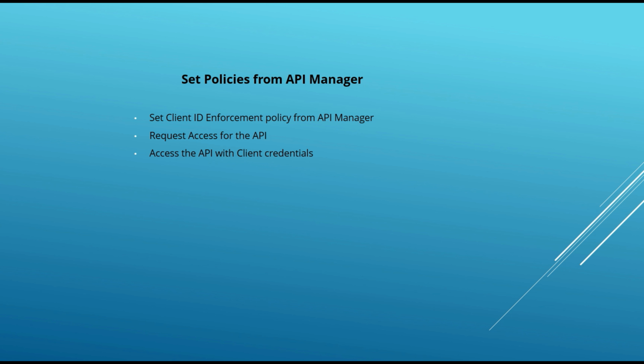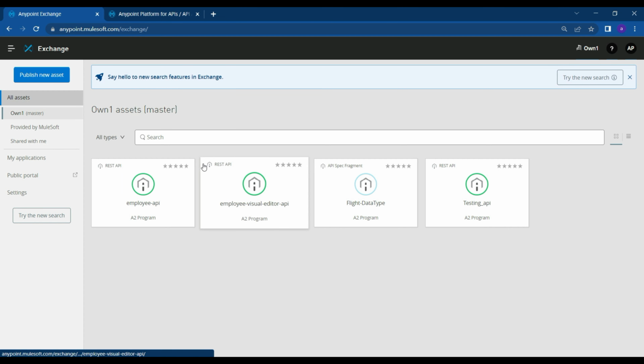Hi, welcome back. In this session, we will set policies from API Manager. We'll see how to set the client ID enforcement policy for the API that we deployed in the previous session from API Manager. Also, we'll see how to request access for the API, and we'll access the API by using the client credentials.